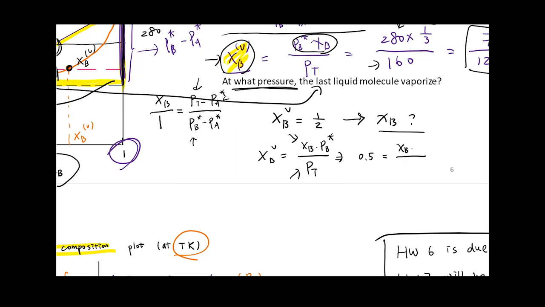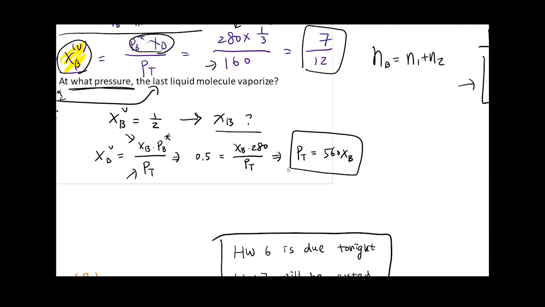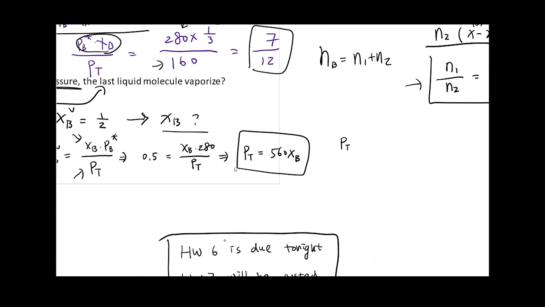You don't know your XB, but you know your PB star. In this case, it is 280. And then you want to find out your P total. From this simple relationship, you know your P total will equal 560 XB. The other thing you know is that your P total is going to equal the mole fraction of B times your PB star plus mole fraction of A times your PA star, right? So you can write your mole fraction of A as 1 minus XB, times your PA star.